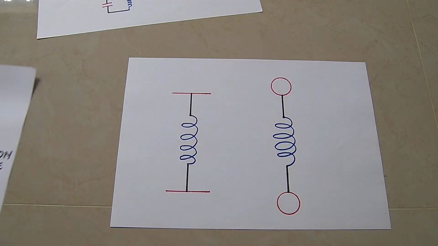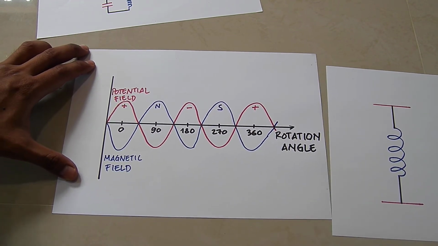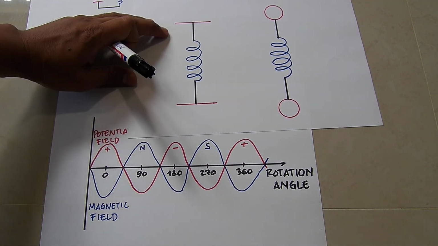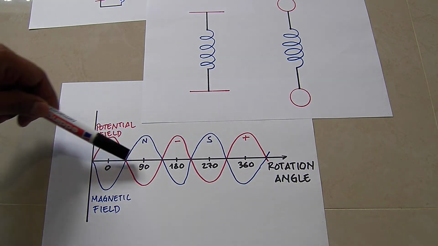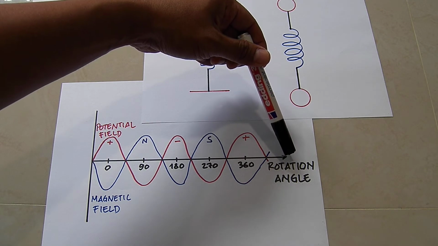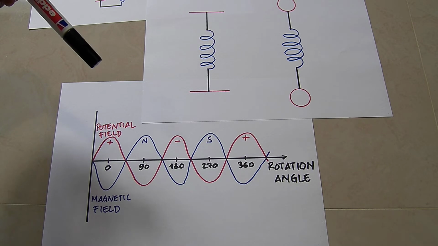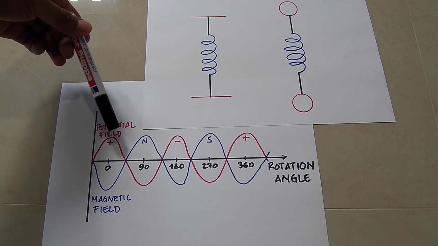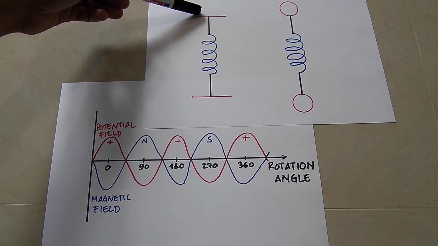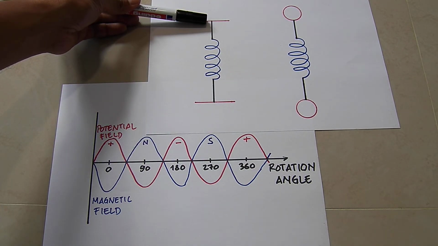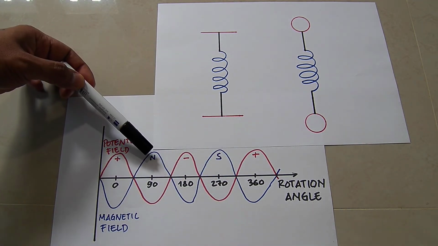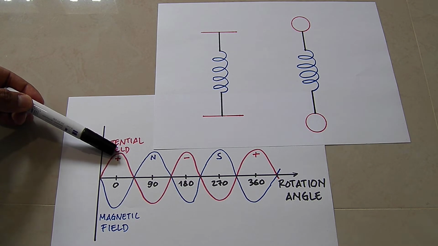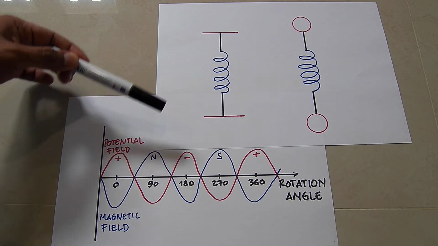Okay, now I want to show you this graph. This axis is the rotational angle in degree, and now we can say that, for example, this is the potential field at this point, and this is the magnetic field at this point. Again, this is the potential field at this point, and this is the magnetic field at this point.